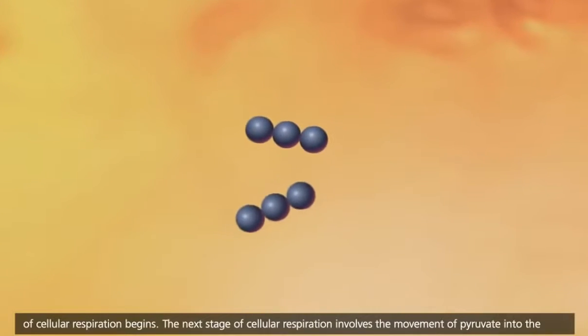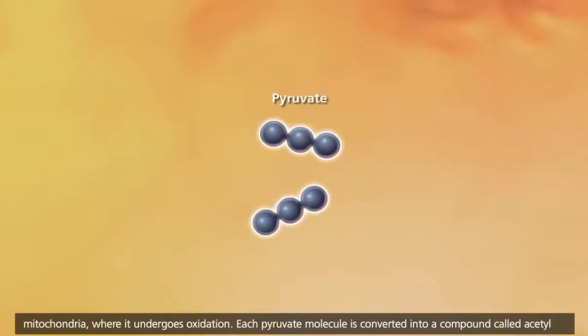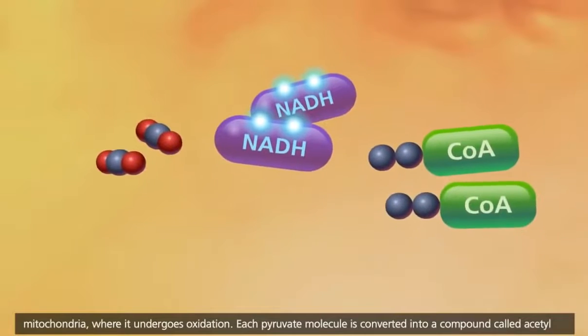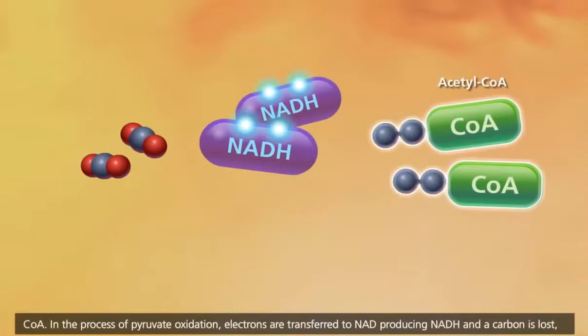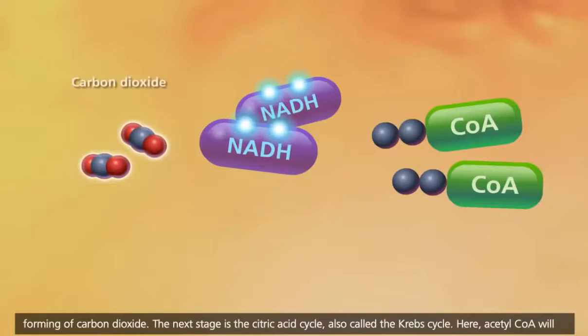The next stage of cellular respiration involves the movement of pyruvate into the mitochondria, where it undergoes oxidation. Each pyruvate molecule is converted into a compound called acetyl-CoA. In the process of pyruvate oxidation, electrons are transferred to NAD, producing NADH, and a carbon is lost, forming carbon dioxide.